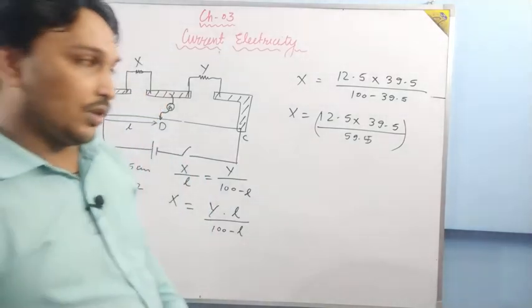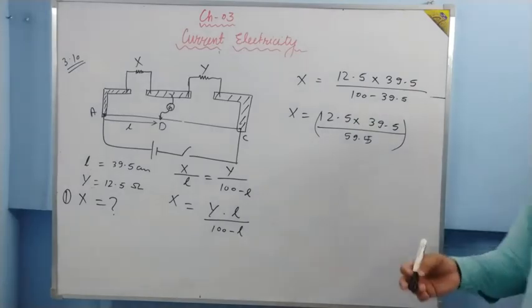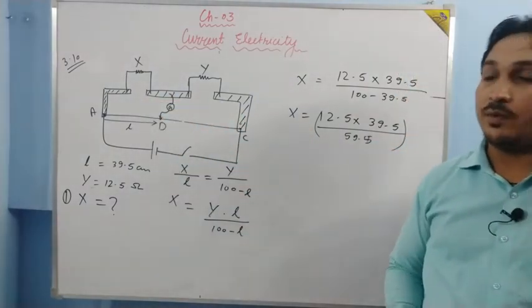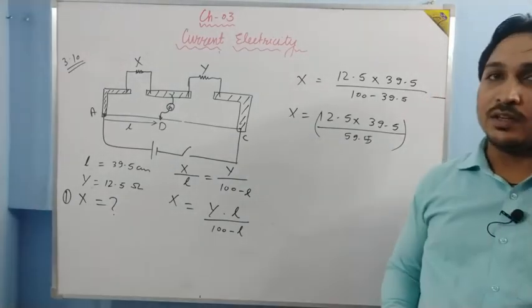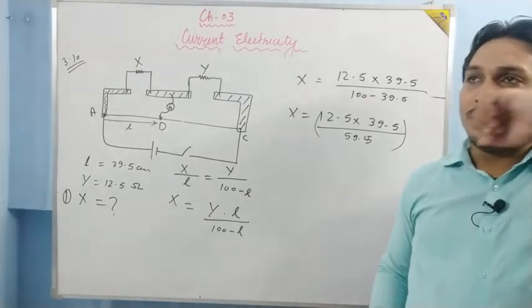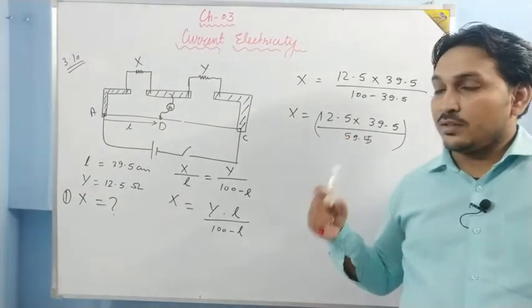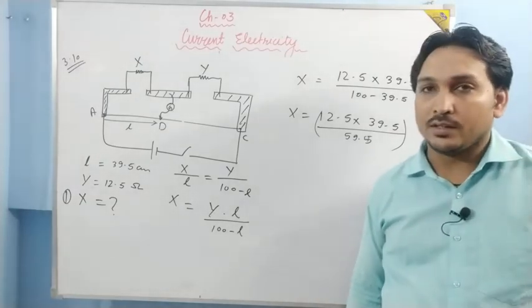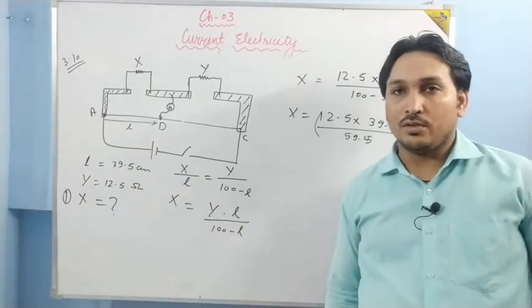Now the other question, the conceptual question, is why the copper strips are made thick. Actually, the strips are copper because copper is a good conductor. The reason behind the thickness is that if a metal is thick, its cross section is more, then its resistance will be less. That's why it is thick. Why is copper being used? Because copper is a good conductor.